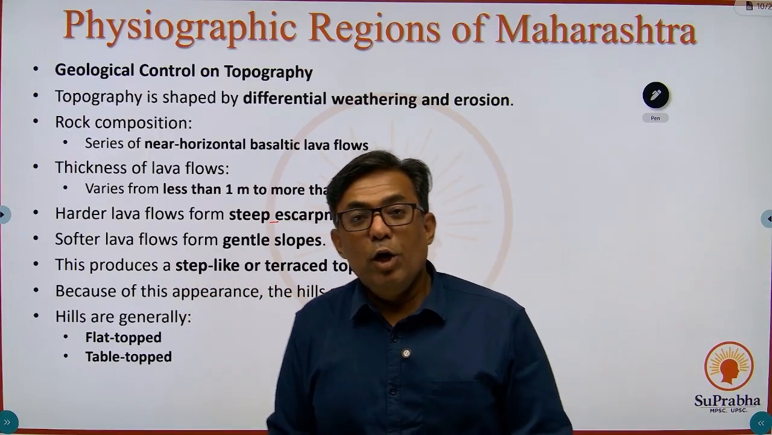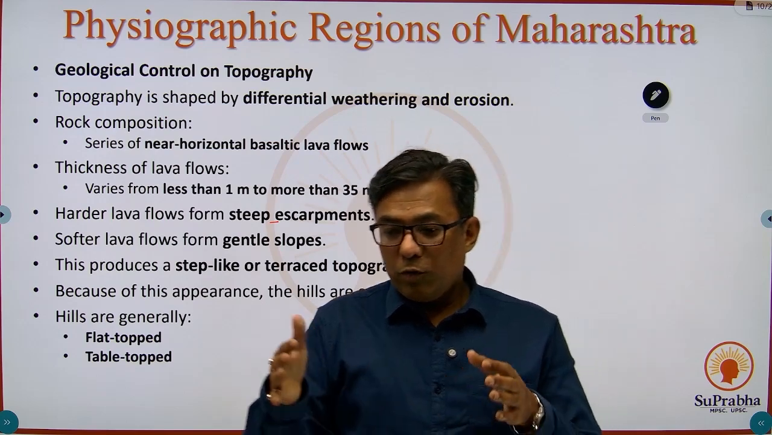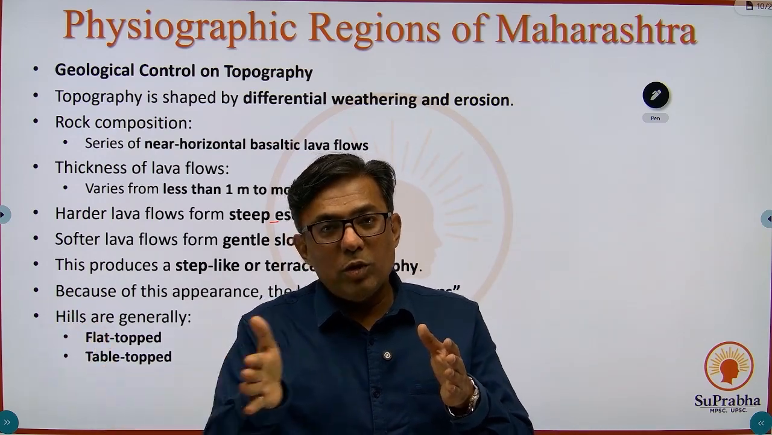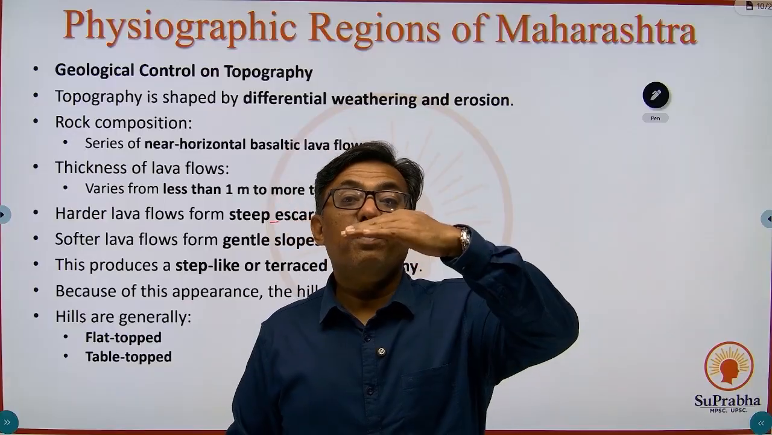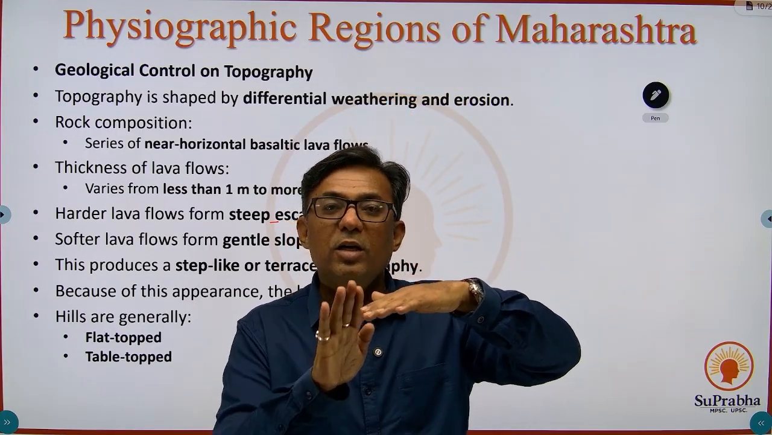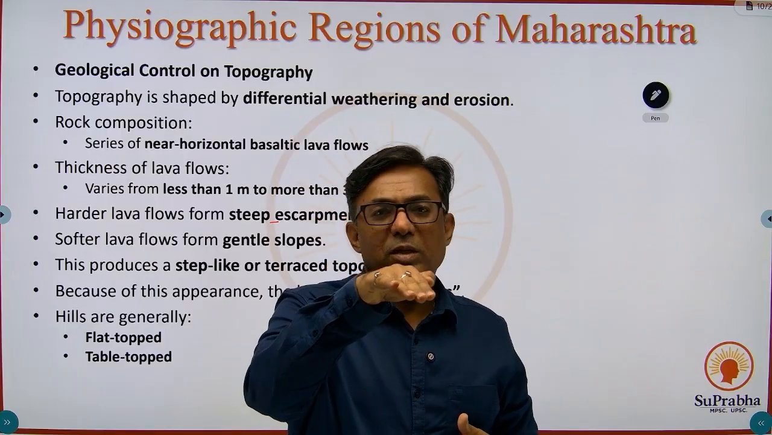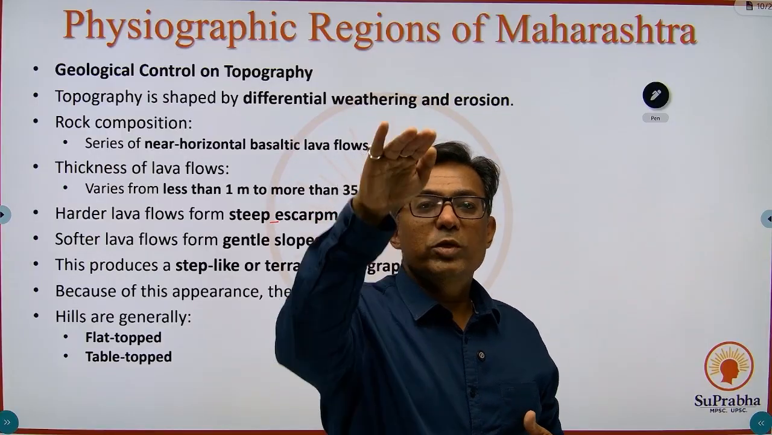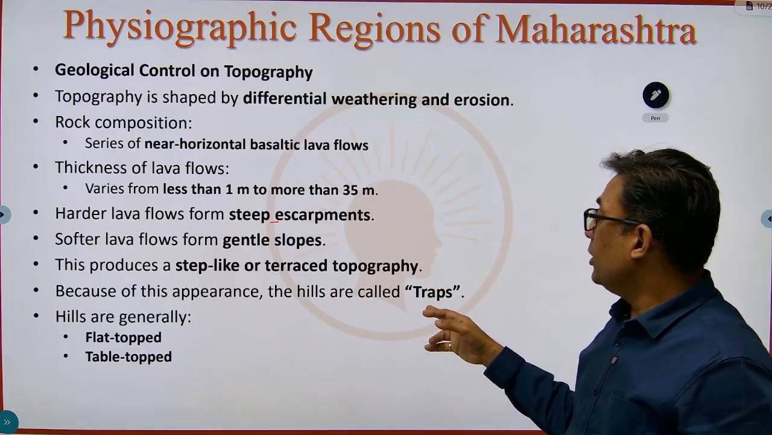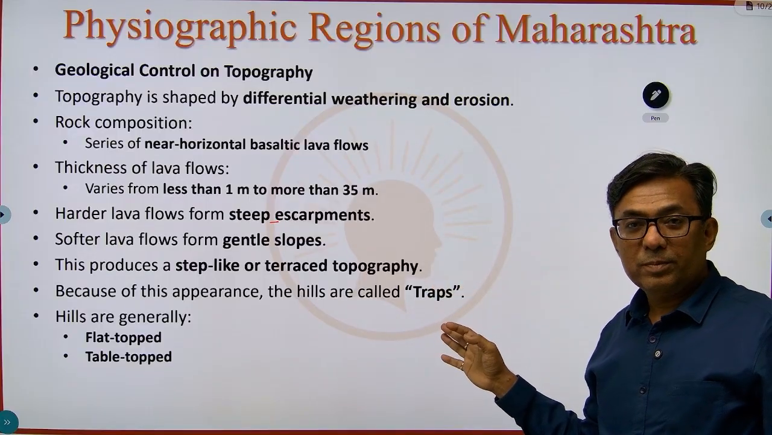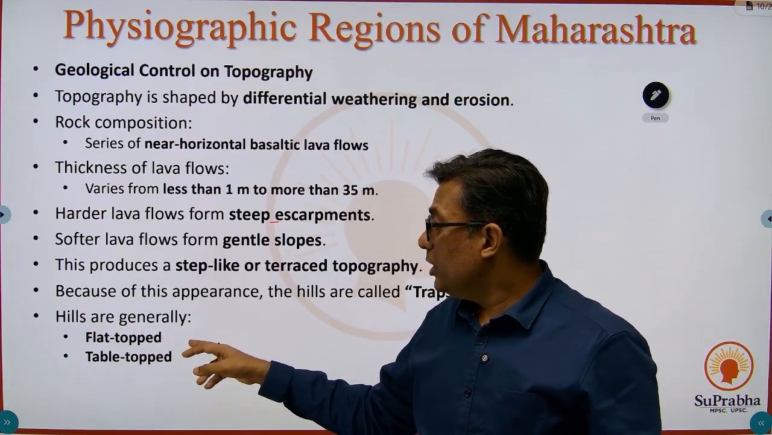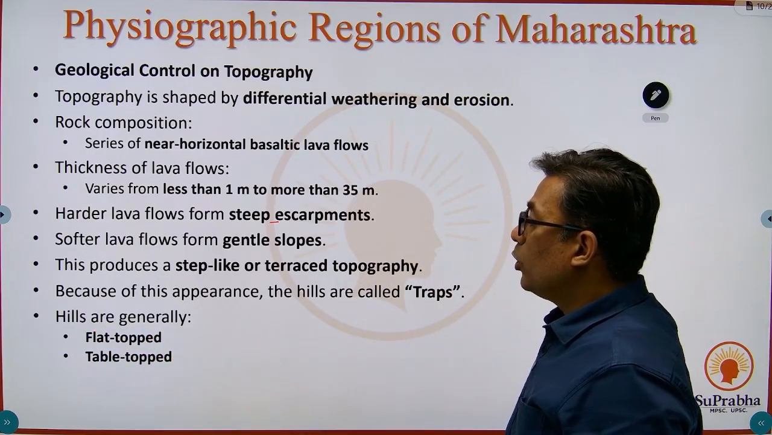This is very important. If you approach the Western Ghats from the Konkan side, it appears to be in a step-like manner. You ascend the Western Ghats, there will be a plain feature over there. Then again you ascend the Western Ghats. So it is a step-like manner, and that is known as trap, or traps. Hills are generally flat-topped and table-topped.